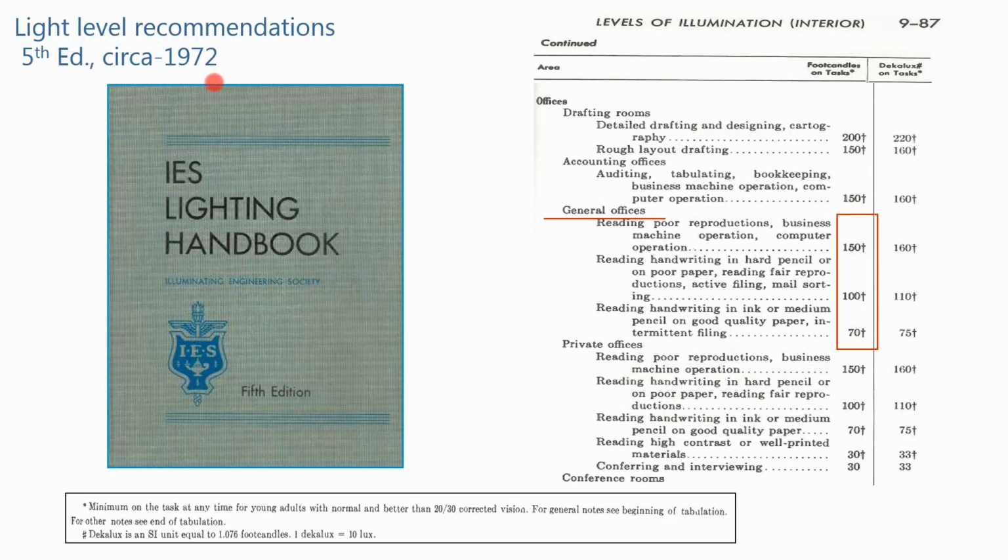We go to 1972. Here's the IES handbook, the Illuminating Engineering Society. And they have light level recommendations. Here they have for general offices, reading, different visual tasks, handwriting, 150-foot candles, 100-foot candles, 70-foot candles. Even the low level is fairly high by today's standards. And again, they were doing it because they could, and there weren't energy codes back then to speak of.